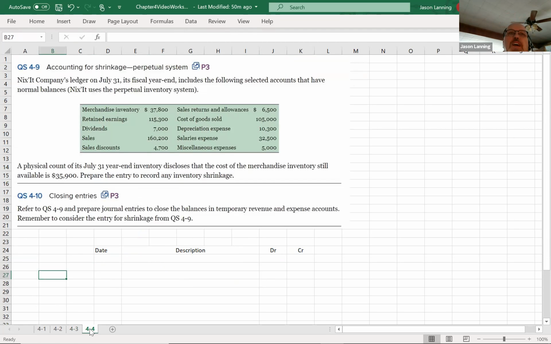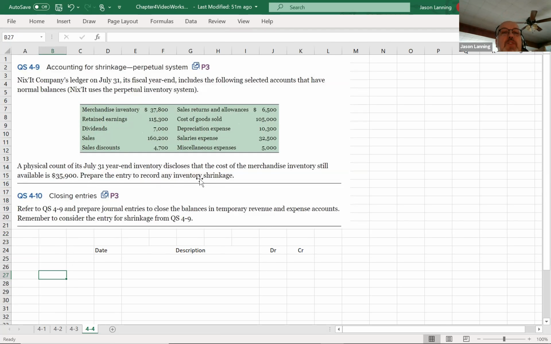I was just going to do 4.10, but 4.9 kind of fits in with it, and we sort of have to do something with 4.9 beforehand. So what we're doing here, and the main focus of this is 4.10, is where we're going to close revenue and expense accounts. But the reason we're looking at 4.9 as well is because we have their ledgers and amounts of accounts here. We know they're using a perpetual, they tell us that.